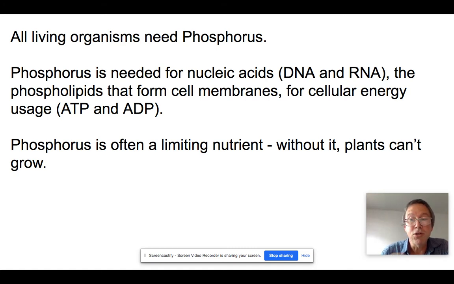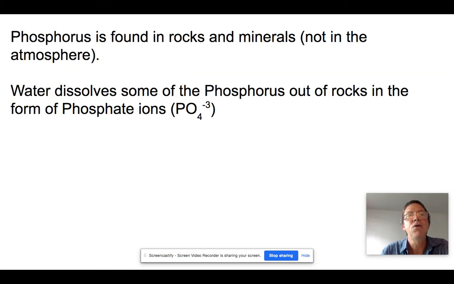And so, the two main things that people need fertilizer for in order to get plants to grow is you need nitrogen and you need phosphorus. So, phosphorus, like nitrogen, is often a limiting nutrient that prevents plant growth. And without plants, you don't have animals and so on. All right. Now, where does phosphorus come from?